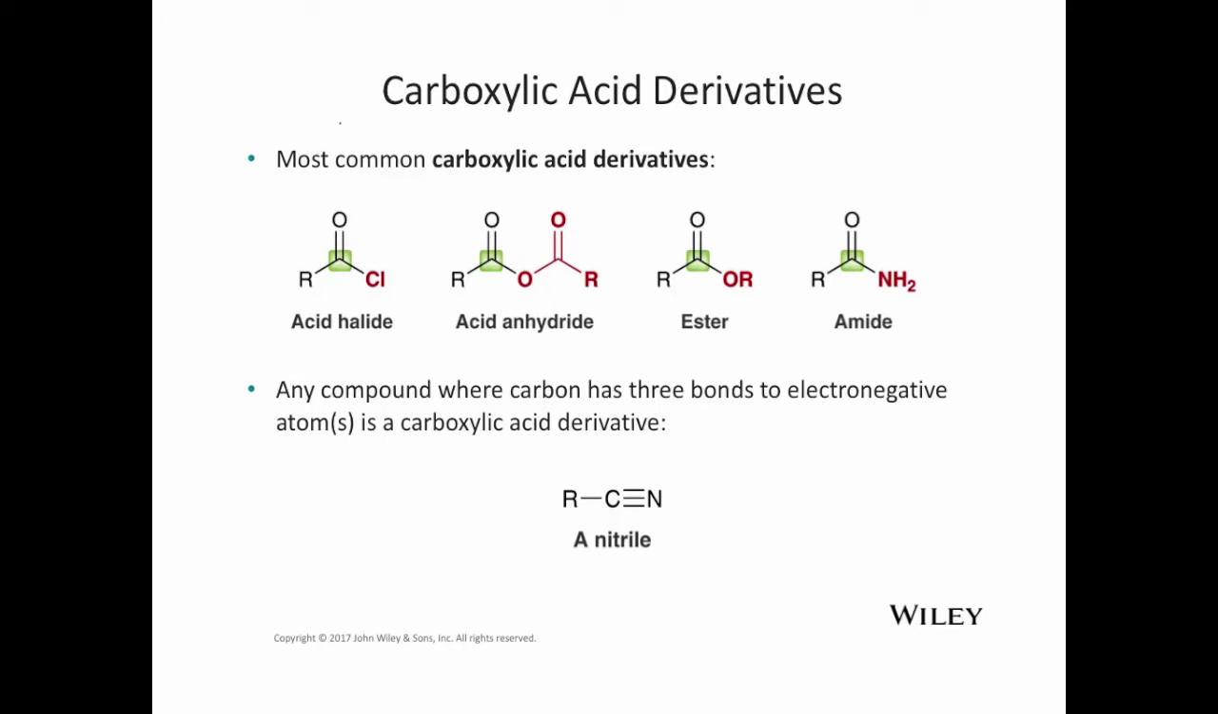So this video will wrap up carboxylic acid derivatives. As a reminder, we've been focusing on 4 such derivatives. The acid halide, in particular the acid chloride, the acid anhydride, which has the oxygen connecting 2 carbonyls, the ester group, and the amide. And then we also mentioned that a nitrile is also a carboxylic acid derivative.